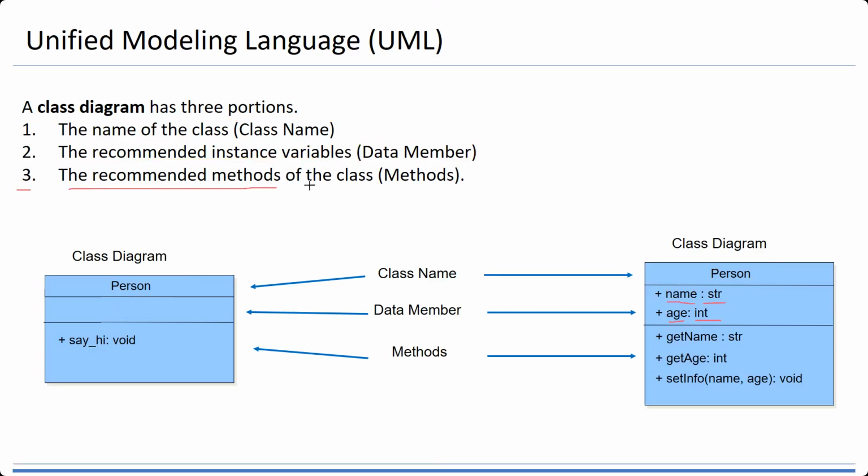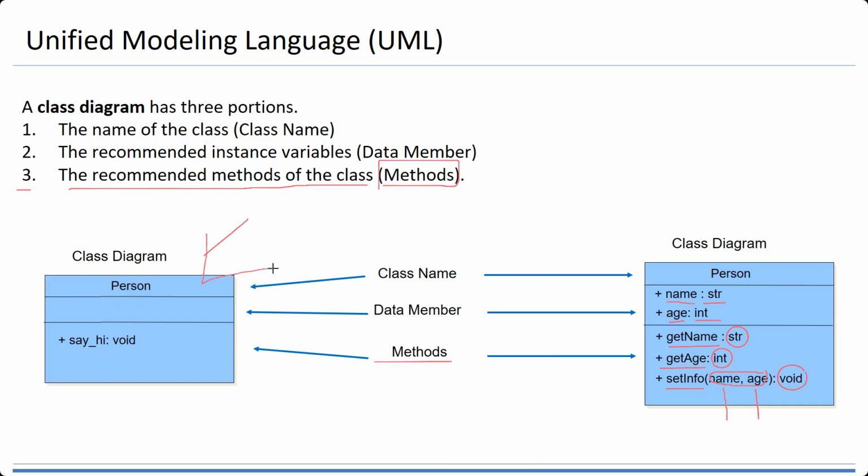Number three, the recommended methods of the class, or sometimes we call them methods. Methods mean something that we will execute. So for example, here we have the method get name. When we call this method, it will return string. Get age, when we call this method, it will return integer. And when we call this method, we need to have two arguments, name and age. And the type of this method is void, so it means there is no particular data type.